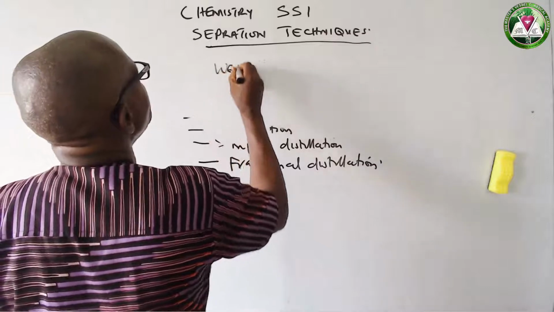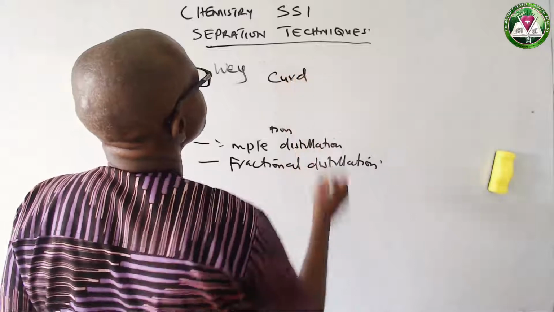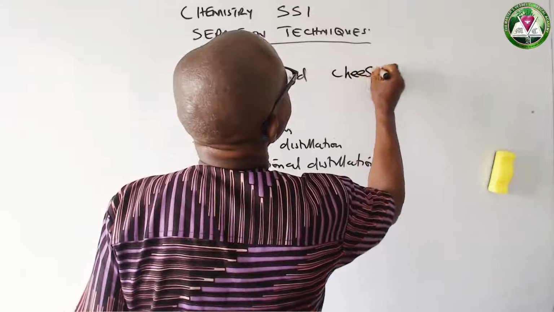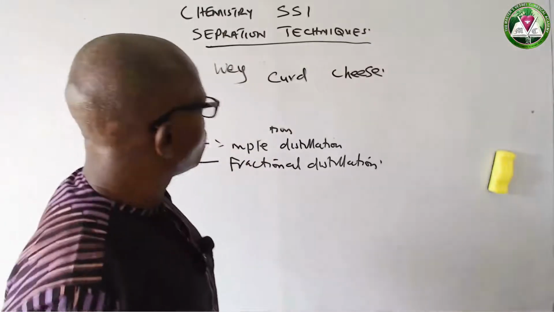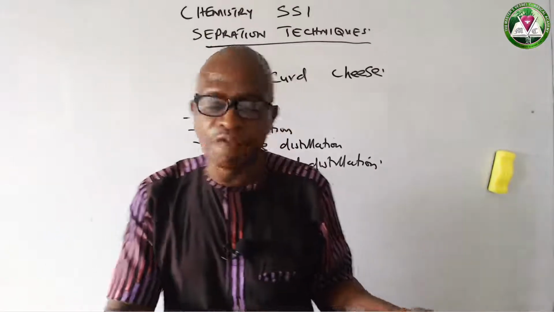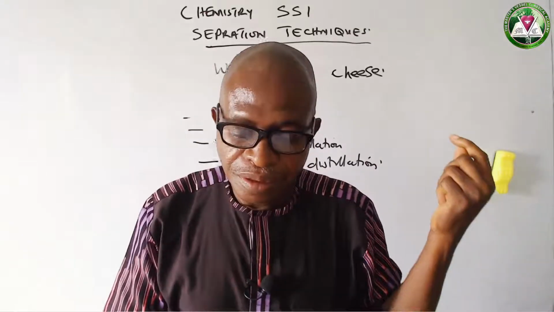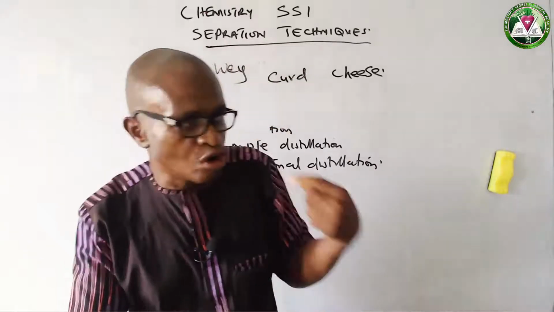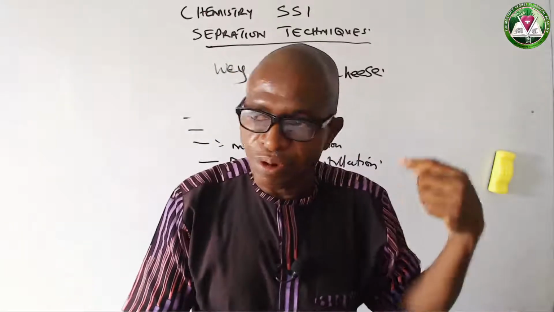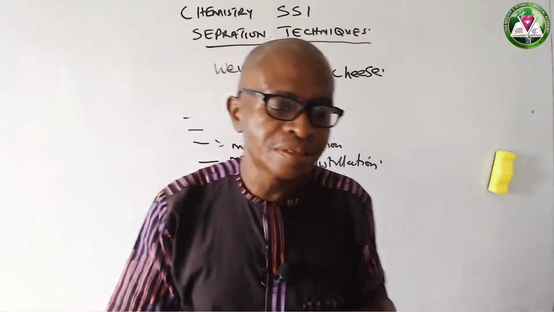Whey is spelled W-E-Y. Curd is C-U-D. When making cheese, C-H-E-E-S-E, to remove whey when making curd. These are the two applications of decanting, but that is not all. You can, on your own, check all what you do when you are cooking or doing any other thing where you apply decanting.